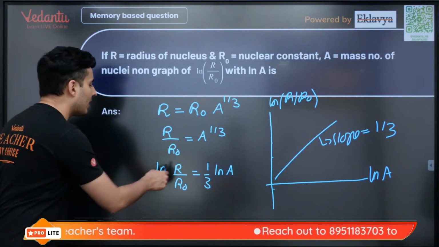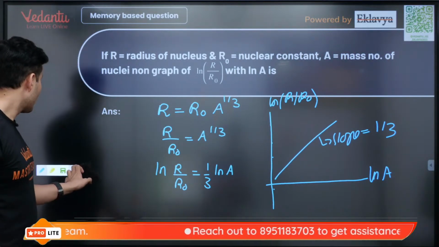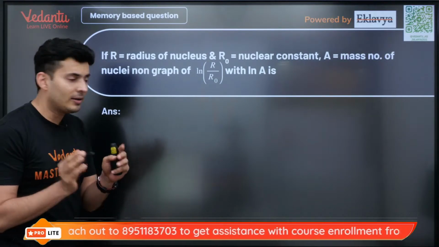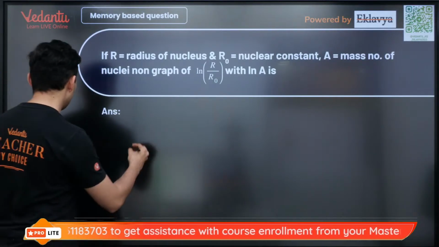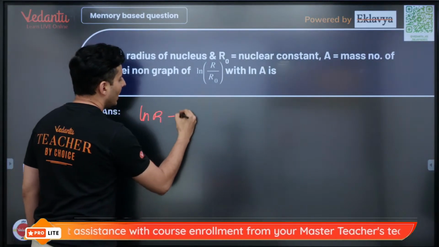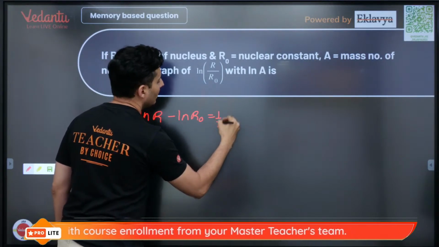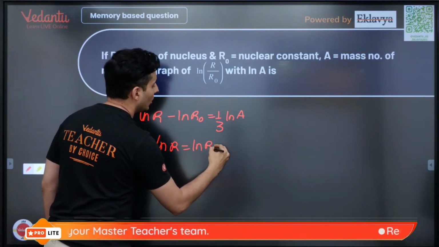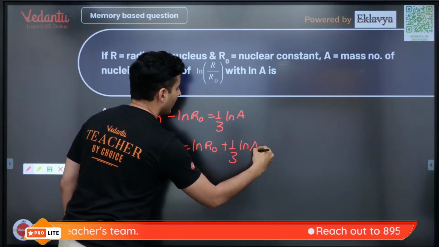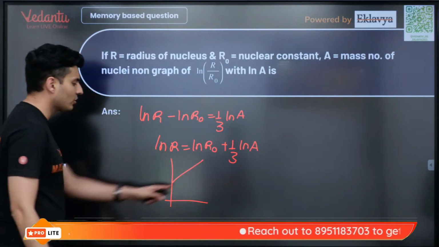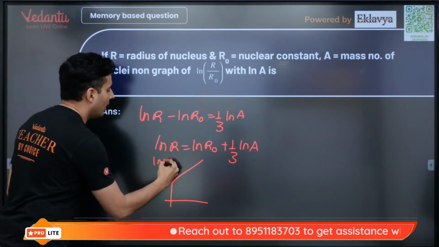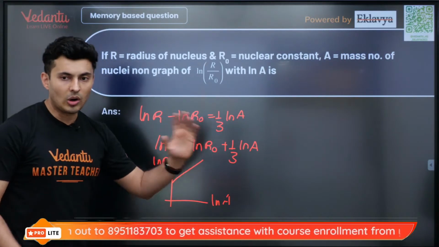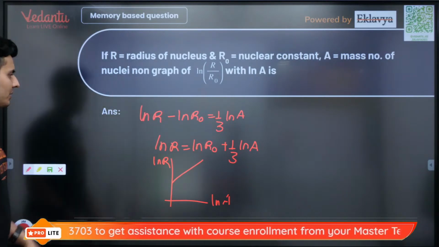So if it was log of R by R0, but if it was just log R, some students might be thinking it was just about the straight line. Yes. If it was just log R, then it will be different because then you will be writing log of R minus log of R0 is 1/3 log of A. Then the graph will be log of R0 plus 1/3 log of A. So then it will be a straight line but not passing through the origin. If it was ln R versus ln A, I don't know what came, but I'm showing you both the options. Something which you should know.